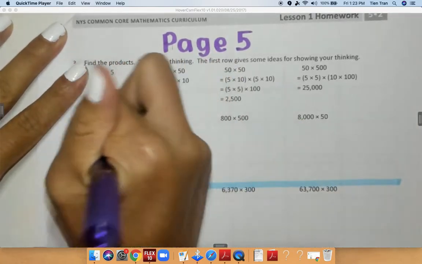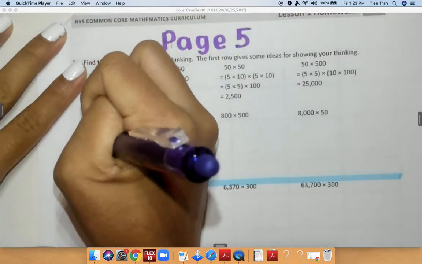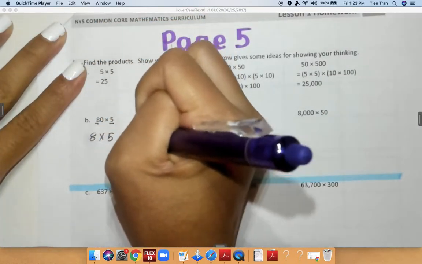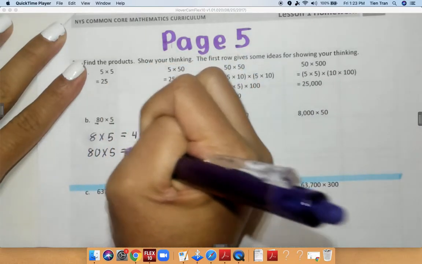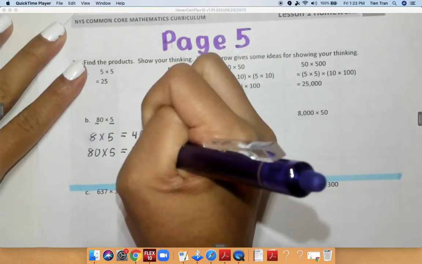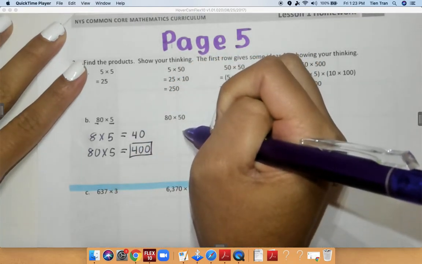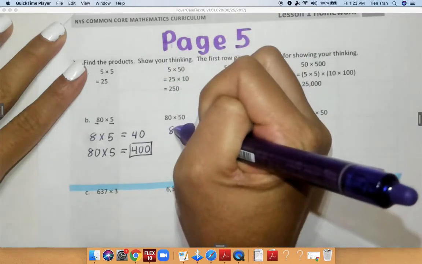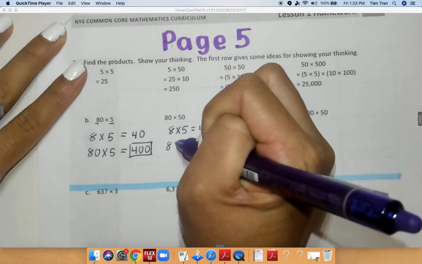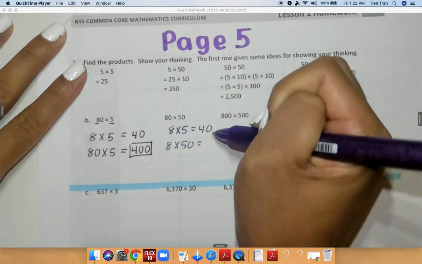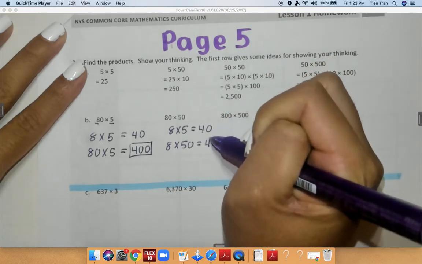So maybe I should write that out for you guys to see. So first I multiplied 8 times 5, which is equal to 40. And I know that 80 times 5 is going to equal 400. You add an extra 0 at the end. Now, what if you were to have 80 times 50? So I know that 8 times 5 is equal to 40. And 8 times 50 is going to give me 400, because we know that 8 times 5 is 40.